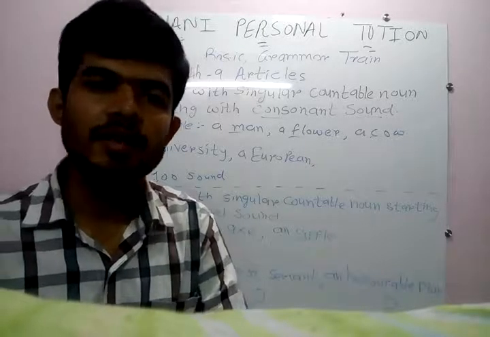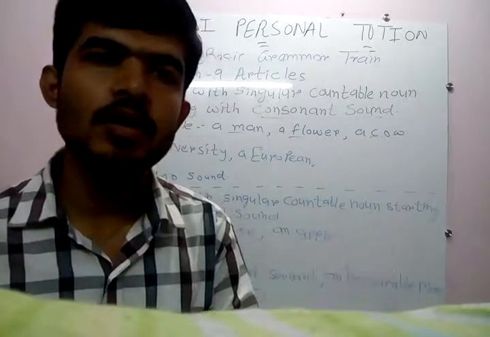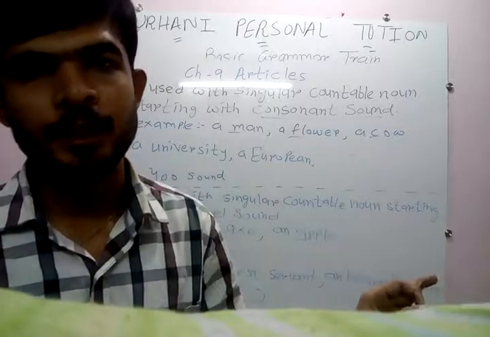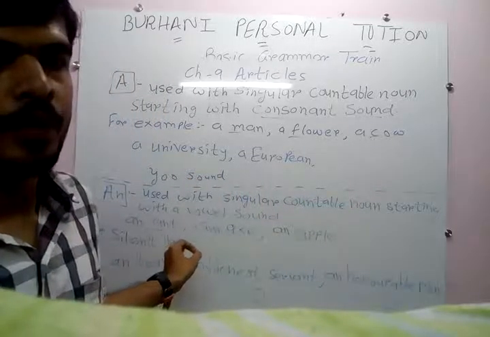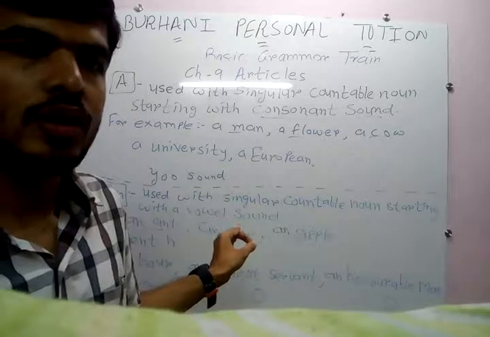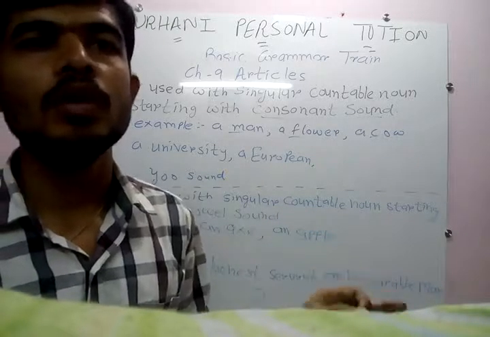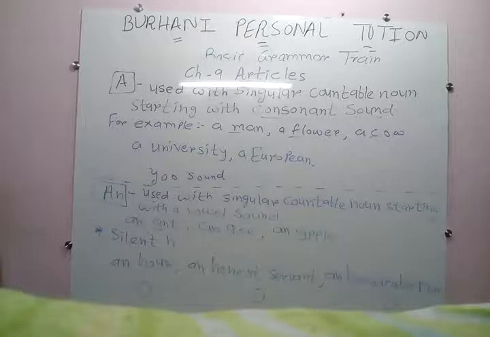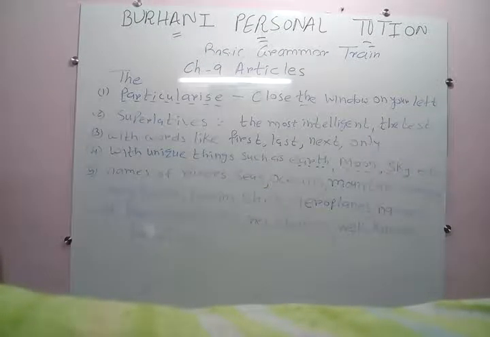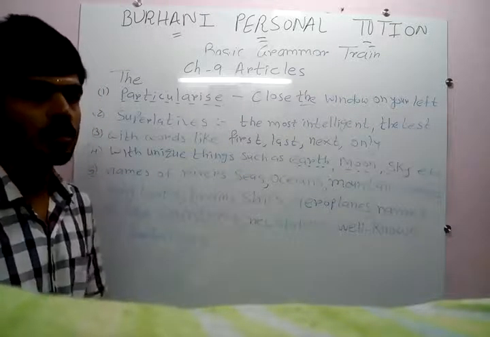The rule is very easy. If a word starts with a consonant sound, then put a, though it may contain a vowel. And if a word starts with a vowel sound, though it contains a consonant, put an. Now after learning about a and an, we will learn where to use the.